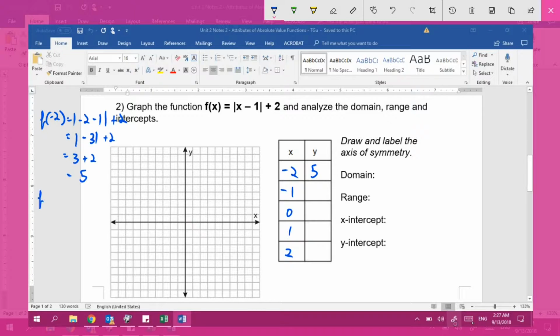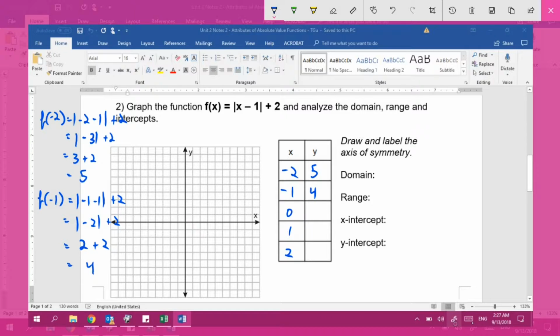F of negative 1. Negative 1, absolute value of negative 1 minus 1, plus 2. What's negative 1 minus 1? That is negative 2. Plus 2. What's the absolute value of negative 2? That's positive 2. Plus 2. So 2 plus 2 is 4.